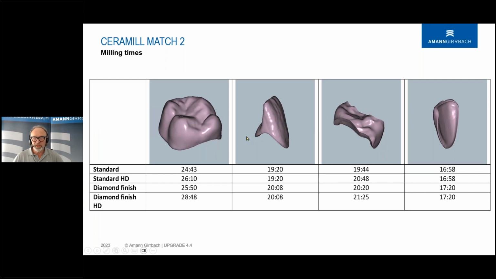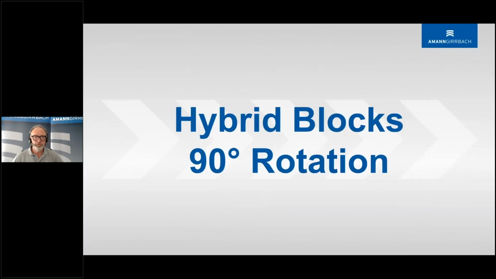An overview about the times. So times are in the expected area, I think. In standard, 24 minutes. In HD and diamond finishing, 26 and 25 minutes. Diamond finishing HD with the smallest burs, 26. So the result is really nice. And this is for crown and inlay and the veneer. Very interesting, the new materials, the new hybrid materials.